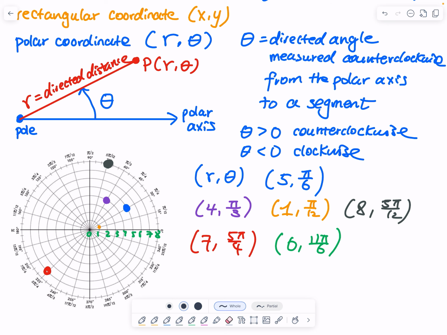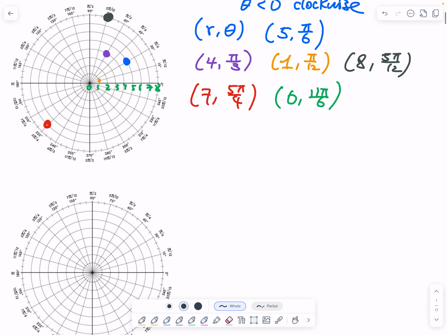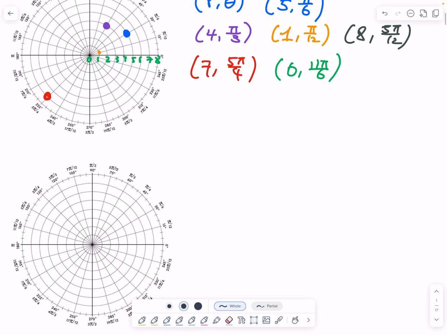What about when theta is negative and then we have a clockwise, right? Okay, so how about this time we try 7 comma negative pi over 4. So we have a negative theta, clockwise.